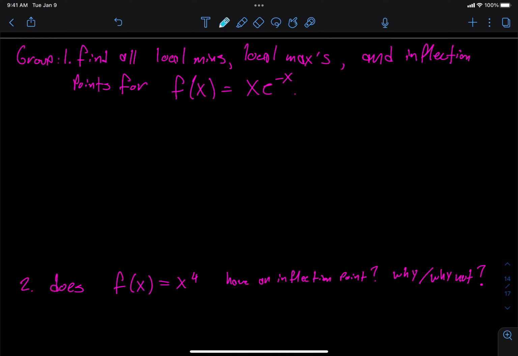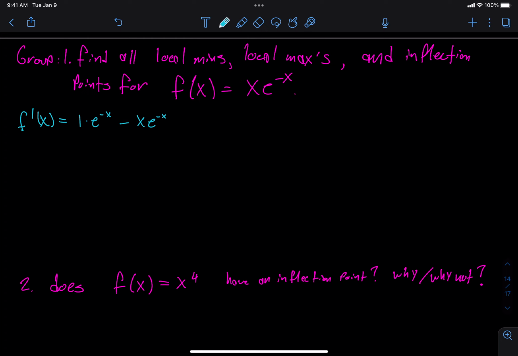So what is going on with number 1? Well, to find local mins and maxes, I have to find the critical points, and then classify them using the first derivative test or second derivative test. So f prime of x by the product rule is equal to 1 times e to the minus x plus, actually minus, x times e to the minus x. That's from the product rule, these two things being multiplied, and the linear function rule and e to the kx rule.